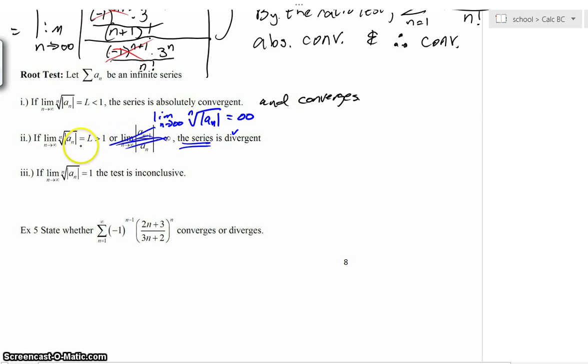If by way of comparison, you take your limit as n goes to infinity of the nth root of the absolute value of a sub n, you get a value L which is greater than 1, bigger than 1, or even going to infinity itself. The original series is divergent, even without putting absolute value around it. Finally, just like with our ratio test, you're going to see great similarities between the criteria of the ratio test and the root test. If this limit arrives at 1, the test is inconclusive.